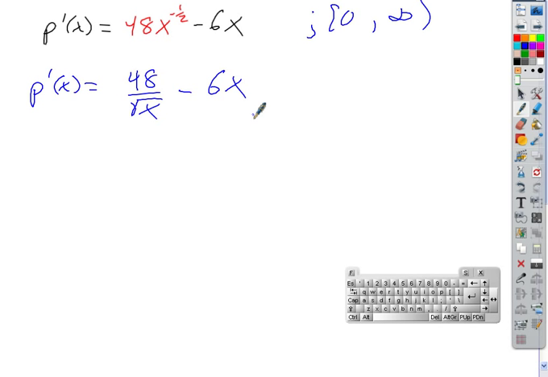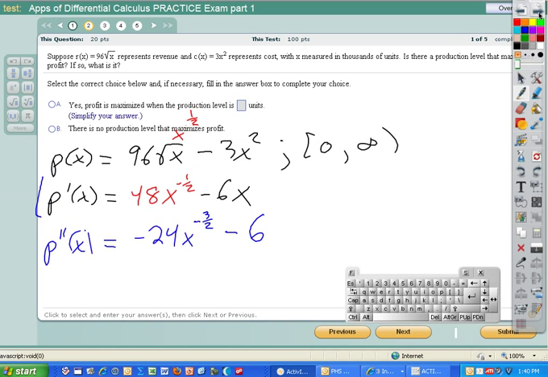But it can't be 0. X equals 0 would force me to divide by 0, so technically, is that a critical number? Well, it's an endpoint anyway, right? So x equals 0 is technically a critical number, but we don't really need to check it. If we look at our original function and put 0 in, what do I get back for profit? 0. So that's probably not going to be the answer anyway, right?